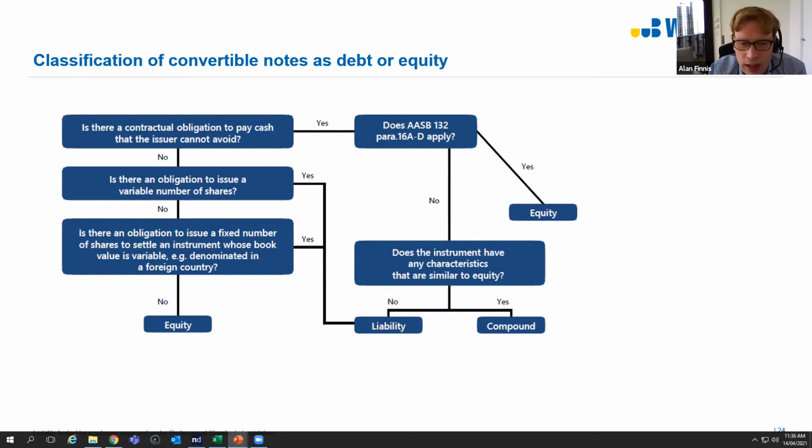So we get down to the next section there: does the instrument have any characteristics that are similar to equity? When we say no here, that usually comes down to whether there's a variable number of shares issued on conversion or a fixed number of shares. Some convertible notes convert at a fixed conversion price of just say 10 cents a share, so you know when you're entering into the C note agreement how many shares you're going to get. Whereas with a variable number of shares, the number you get might be based on a VWAP price over 30 days prior to conversion, in which case at the date you sign up to the C note agreement, you don't know how many shares you've got.